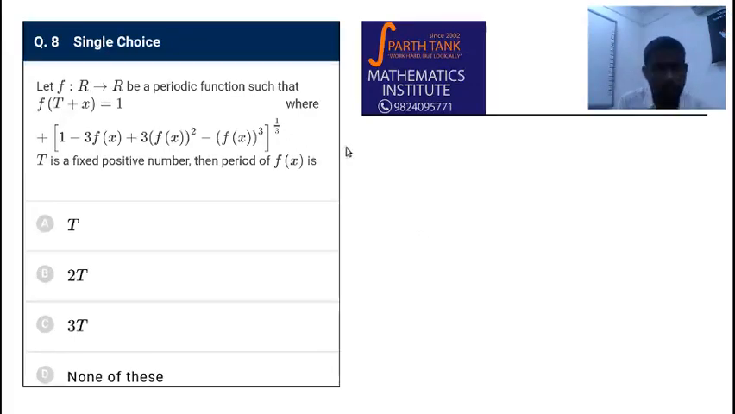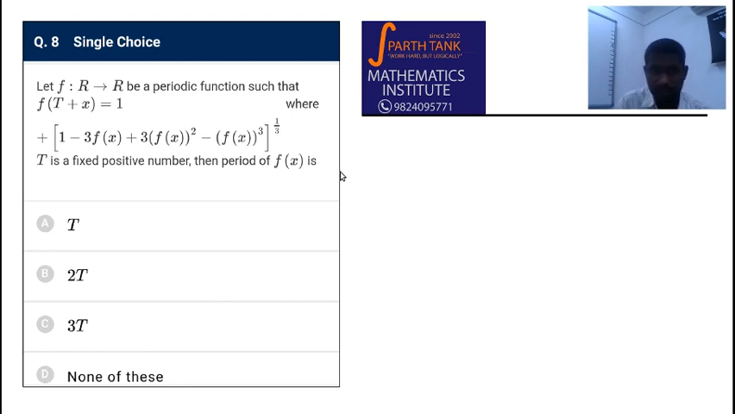Question number 8. Let f be a real valued function, a periodic function such that f of t plus x is equal to 1 plus (1 minus 3f plus 3f squared minus f cubed) the whole power 1 by 3. t is a fixed positive number, then the period of f of x is.